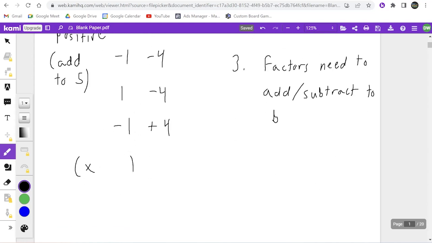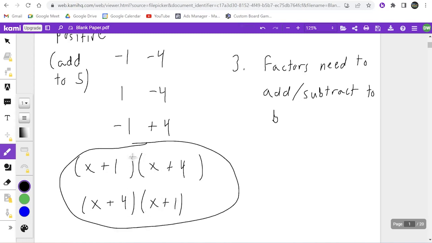Again, I write this. This is still the same. I like to keep it blank, and then I like to fill in the blanks. So the plus 1 goes first, the plus 4 goes second. And by the way, technically the order doesn't matter. X plus 1 and x plus 4 is the exact same thing as x plus 4 and x plus 1. They are both right. They're both the exact same thing.